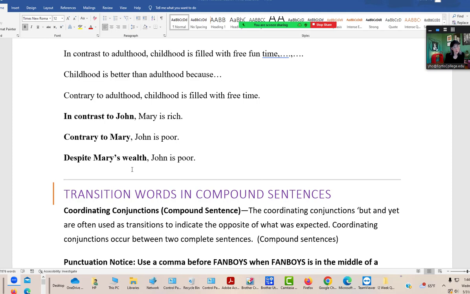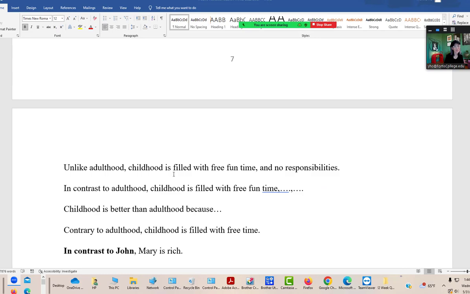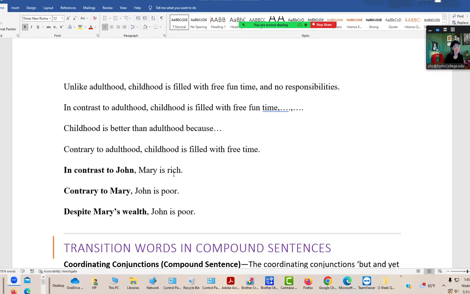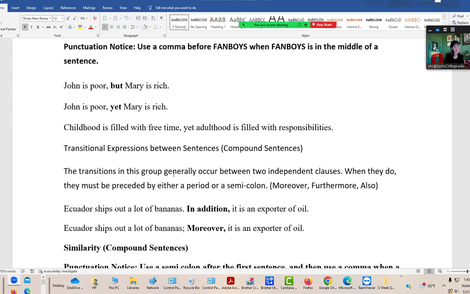Despite Mary's wealth, John is poor. Despite the responsibilities of adulthood, childhood, that doesn't track. Oh well. Anyway, you get the idea. Different ways of saying a contrast. And so you could say childhood is fun, yet adulthood is not fun, or adulthood is filled with responsibilities, yet childhood is not filled with responsibilities.